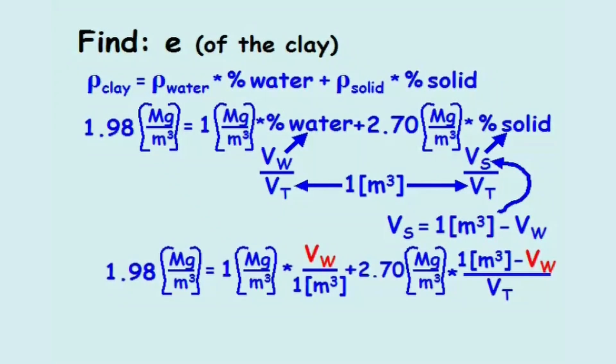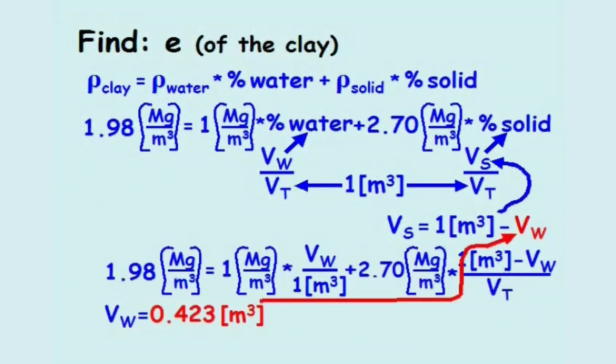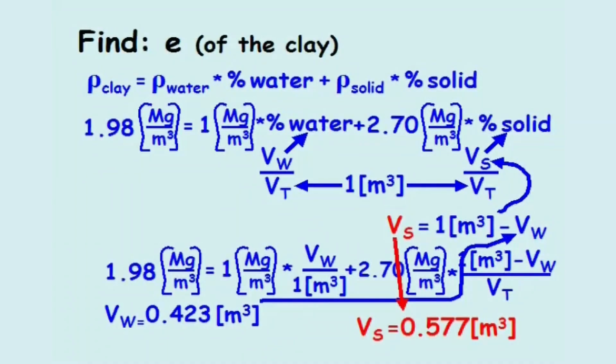Revising our equation, we can now solve for the volume of water. The volume of water is 0.423 meters cubed. We can then solve for our volume of solids, which equals 0.577 meters cubed.